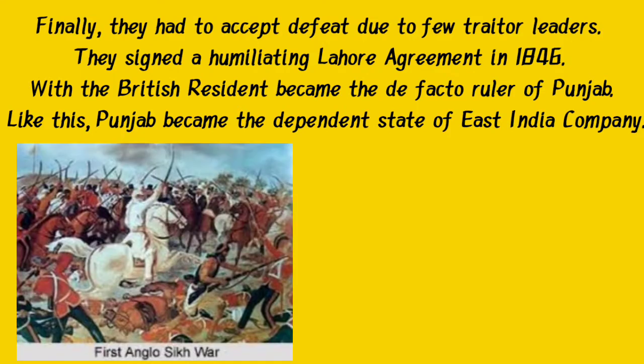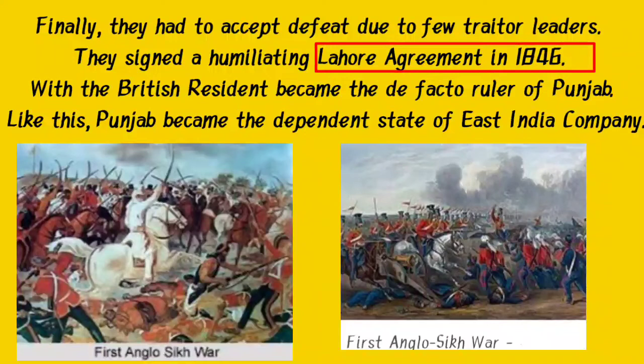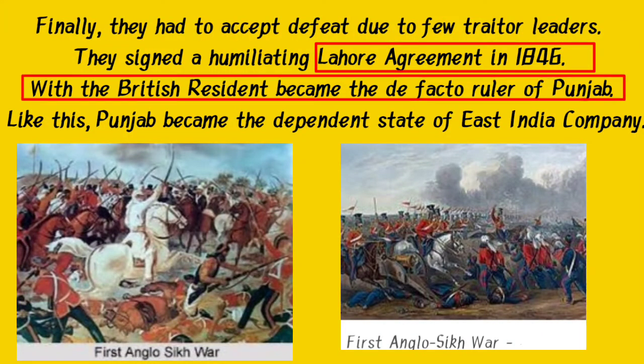Finally, they had to accept defeat due to a few traitor leaders. Traitor means someone who betrays his own country by committing treason. The Indians were forced to sign a humiliating Lahore Agreement in 1846, with the British resident becoming the de facto ruler of Punjab, meaning supreme ruler. Like this, Punjab became a dependent state of the East India Company.